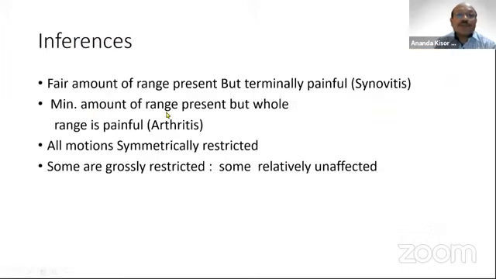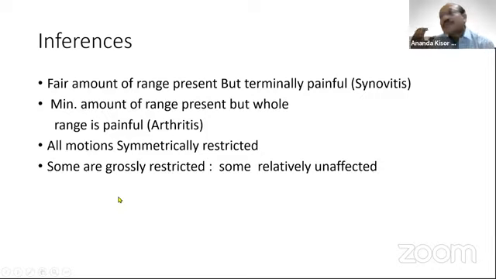A fair amount of range present but terminally painful, it is synovitis. Minimal amount of range present but the whole range is painful, it is arthritis. All motion is symmetrically restricted and painful, it is from arthritis. Some grossly restricted, some relatively unaffected, it is a mechanical form.